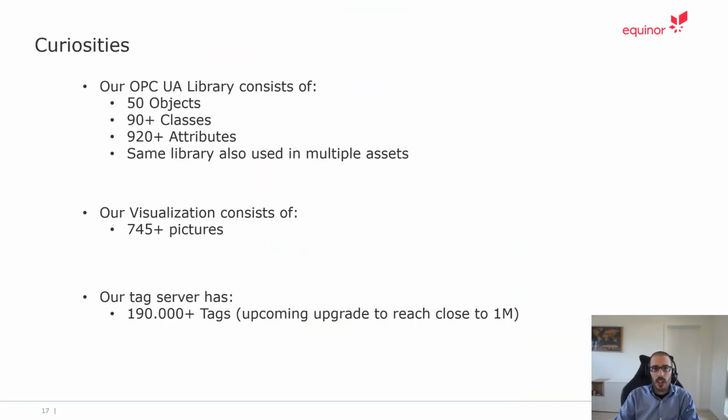Just some fun facts. Our OPC UA library, so the template, consists of 50 objects, 90 classes, and 920 attributes. So it's the same library being used in multiple assets. It's already been used in renewables as well, so it's not strictly connected to oil and gas. Our visualization consists of more than 745 pictures that are connected to this data that we have available. And our tag server has in total more than 190,000 tags, which we will upgrade soon to reach about 1 million. So there's a lot of information, a lot of models already being available on this structure.